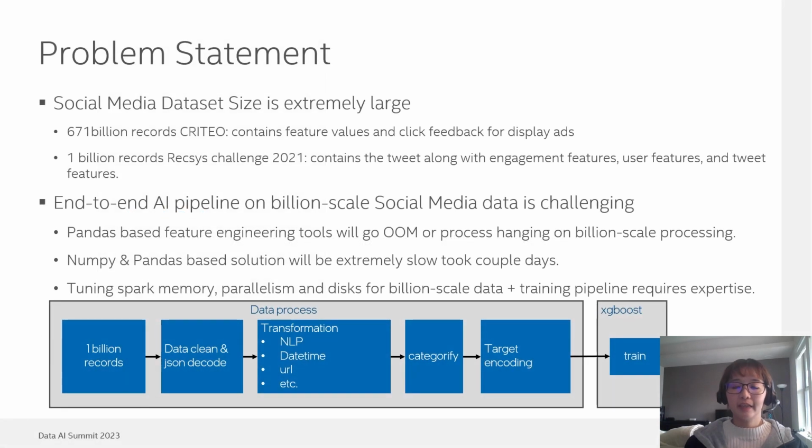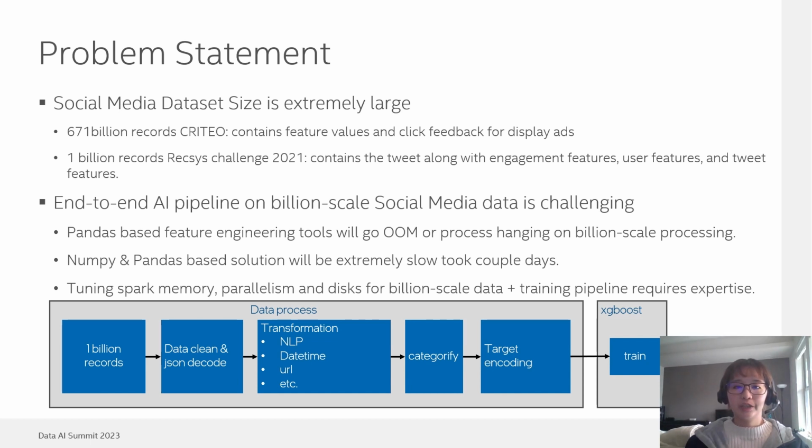Social media data is increasing explosively. We use two public datasets as examples. Criteo has 6.71 billion records with 40 features. And RecSys Challenge 2021 has 1 billion records containing Twitter text, date time, URL, and the relationship with user accounts.